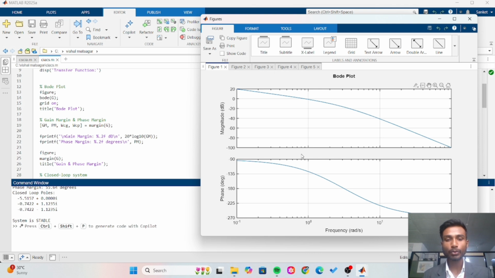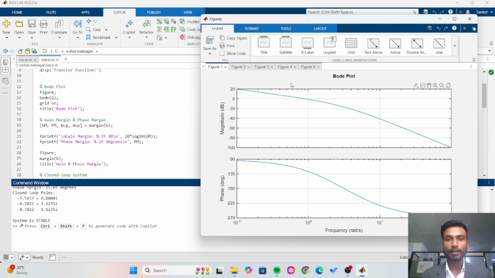The magnitude plot shows a decreasing trend, which means gain reduces with frequency. The phase starts near about minus 90 degrees and goes towards minus 270 degrees, indicating the presence of one integrator and two poles. So this gives an understanding of the system's frequency behavior.